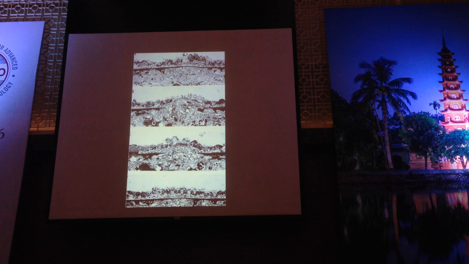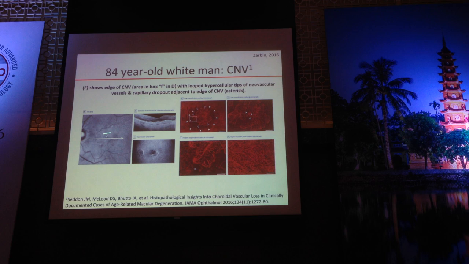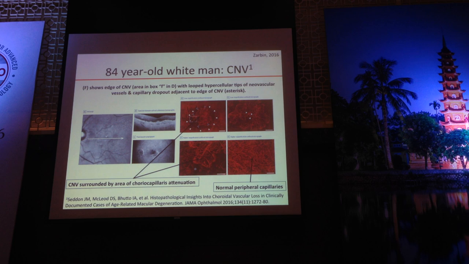Here we can see a clinical pathological correlation of what the choriocapillaris looks like around choroidal vascularization. And what you can see, and I don't think you need to be a histologist to see this, is that the choroidal vessel, which is shown here on the right magnification, is surrounded by areas of choriocapillaris dropout. So that leads to the idea that choroidal vascularization is actually a homeostatic response to inadequate choroidal blood flow. And if you look in the periphery of this very same patient, the choriocapillaris is gone.